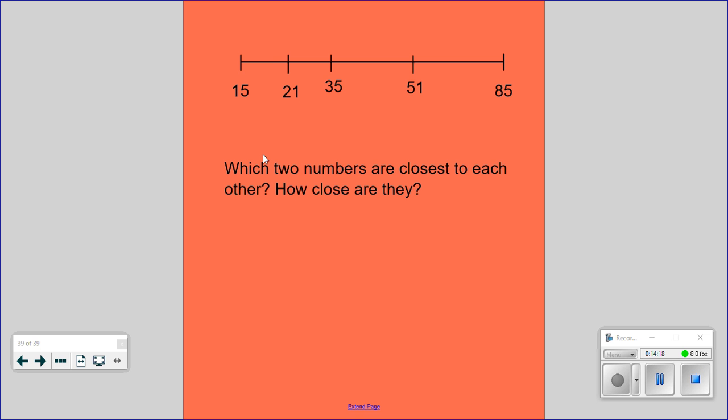It's a good idea to just start by looking at it visually. If I'm just looking at it, which one looks closest together? But then you need to make sure mathematically that's correct. Think about how many numbers are actually in between.